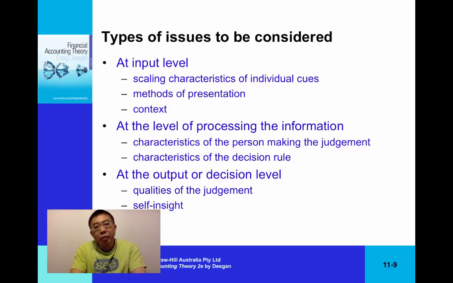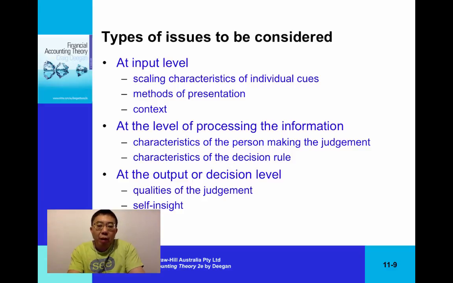The second part is also very important. How do you process the information? When I decide to select a student, let's say I place more importance on grade point average. Why is it that I place more importance on grade point average? Why do I think that's more important than a GMAT score, for example? Do I know that? Do I know why I make those decisions? That's also very important. And finally, at the output level is the quality of that judgment.